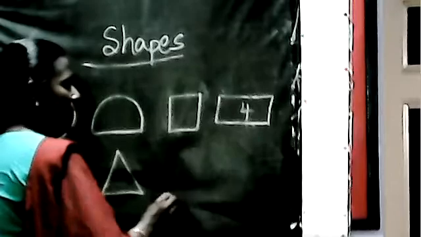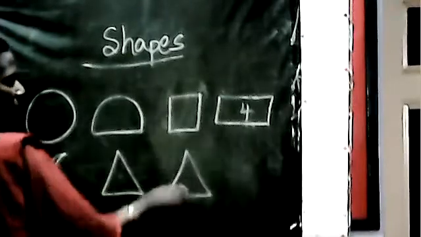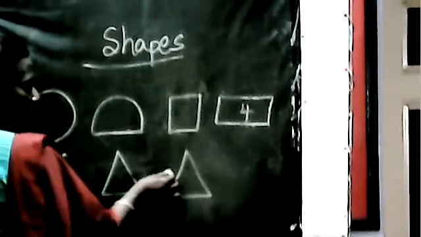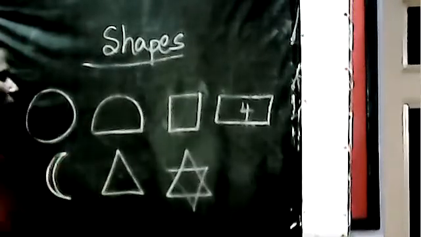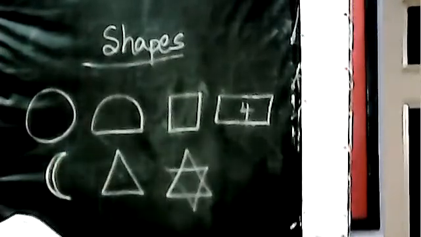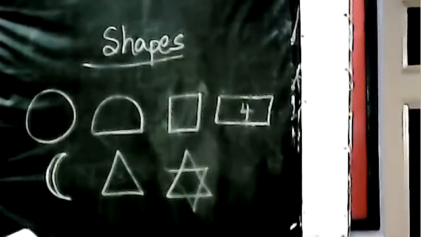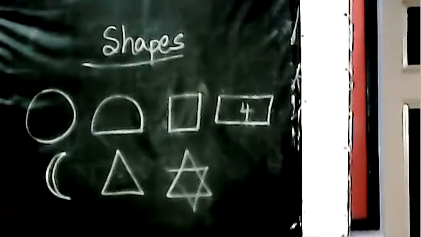Now see here, for star shape first you draw the triangle. Okay. First you are drawing the triangle for the star shape. And now what you should do, see here, upside down again you draw a triangle. This is a star shape. Okay, star shape. Next is diamond shape.